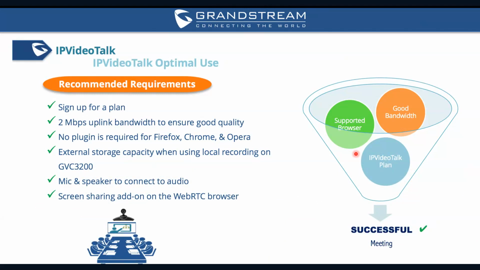So to optimize IP Video Talk for a successful meeting, a good bandwidth of at least 2 megabit is required. An IP Video Talk plan is ensured to fit needs. And also the use of the supported browsers: Firefox, Chrome, and Opera. So those are the basic requirements for us to achieve a successful meeting.